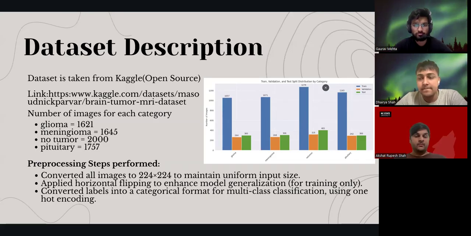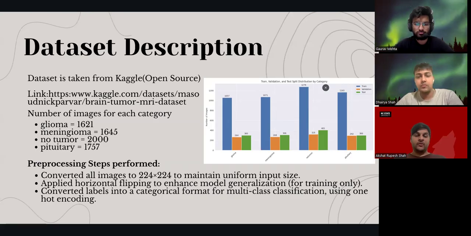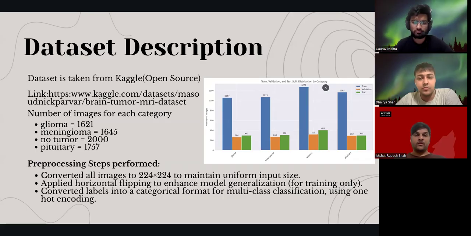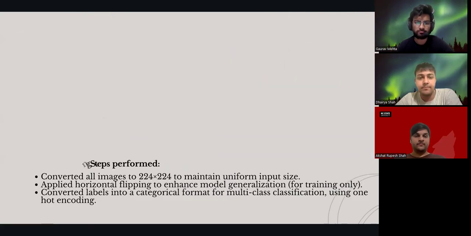For the pre-processing of the dataset, we will be converting all the images to 224 by 224 to maintain the uniformity of the input MRI scan. We will be applying horizontal flipping to enhance the model generalization. Along with that, we will be converting all the labels into categorical form for multi-class classification using one-hot encoding. Next slide.